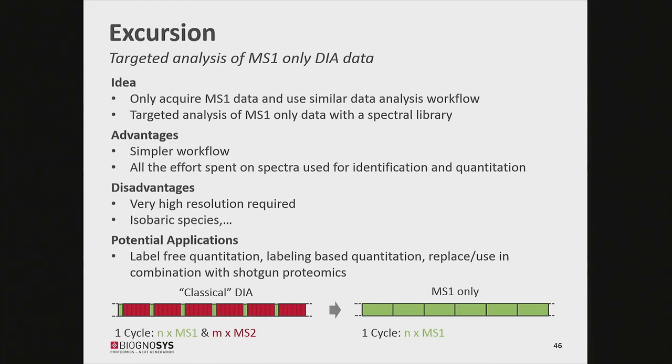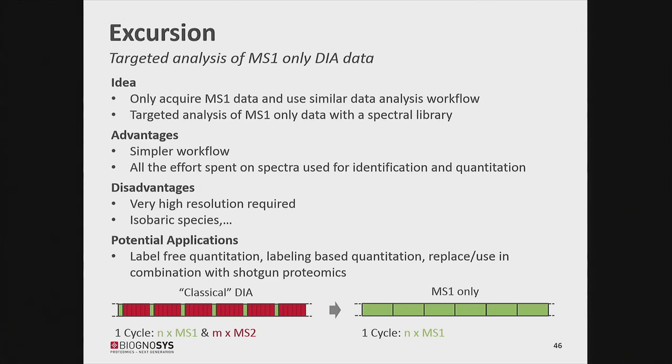There are a number of potential advantages. It's a simpler workflow, and it would potentially be a simpler instrument. All the effort is spent on spectra that are used for identification and quantitation. That's interesting. There are, of course, a number of disadvantages. You need very high resolution. What do you do with isobaric species and so forth? Potential applications: you can do label-free quantitation, of course, but you could also imagine labeled workflows with very high plex if you want. And in principle, you can replace label-free shotgun. Of course, you need it for library generation, at least in the near future.